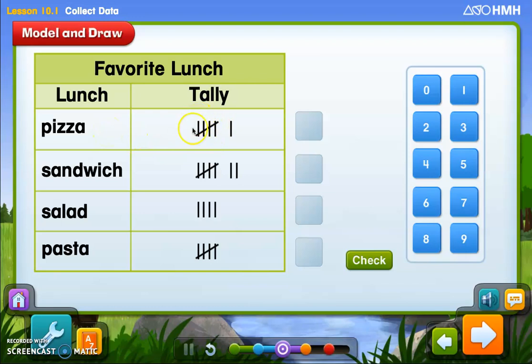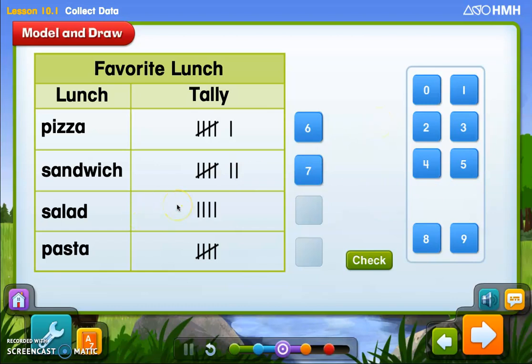We have a set of 5 tally marks right here. So we can automatically say that this is 5. And then we have 1 more. The next number after 5 would be 6. So 6 people picked pizza as their favorite lunch. Now let's move on to sandwiches. We have another set of 5. So we have 5, 6, 7 tally marks there. So 7 people liked sandwiches as their favorite lunch.